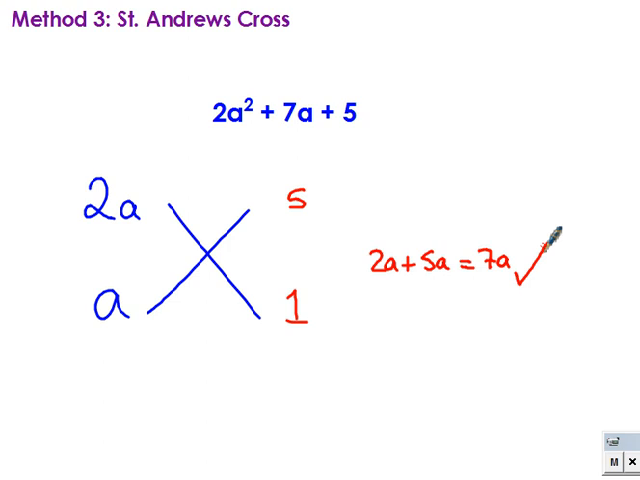Brilliant, that works. Then we read across the way, so this bit here is your first bracket, so it's going to be 2a plus 5, and then on the bottom it's going to be a plus 1.